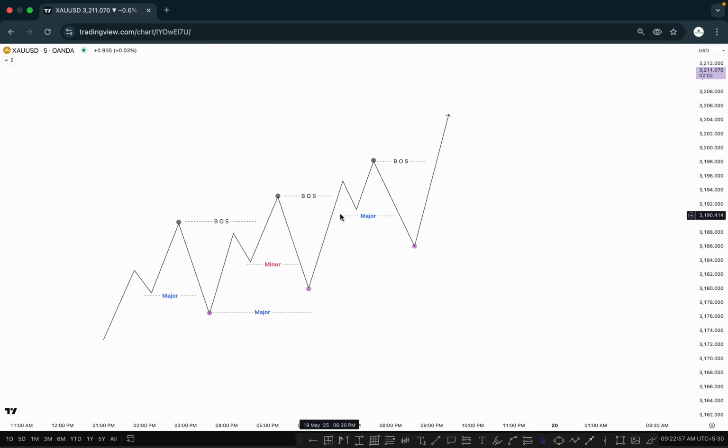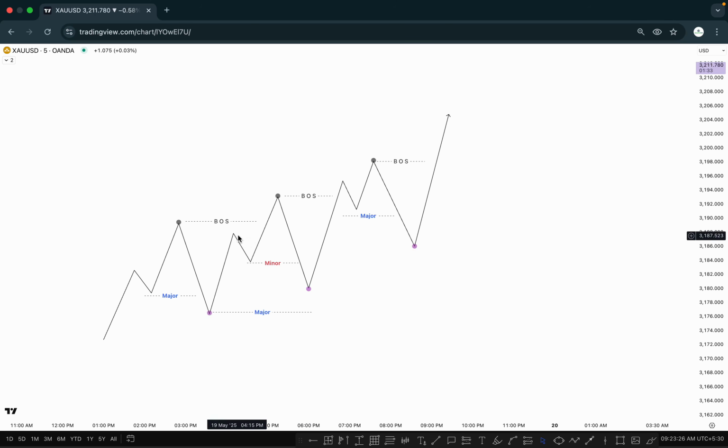Again, market breaks the structure, but the first pullback is taken out here. If market takes out the first pullback here, we can mark this one as a major inducement. But in this case, we mark this as a minor inducement. And what is the difference between both diagrams here? You need to understand this one. Both situations look similar, but these are not similar.